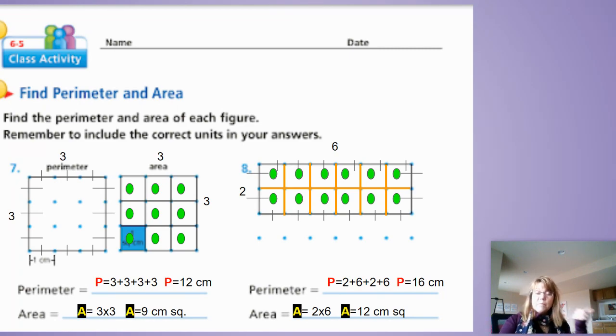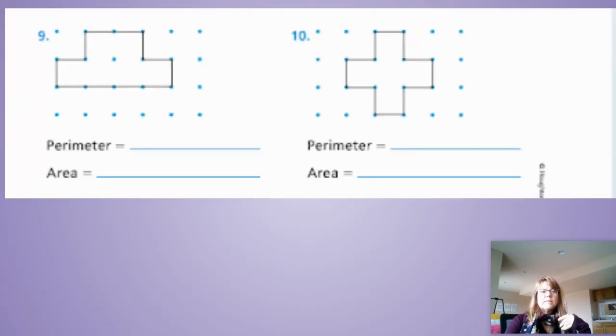Good job. If you made a mistake, pause it now and make corrections. If you didn't make a mistake, let's keep going. All right, same thing. Pause the video. I want you to try numbers 9 and 10, and then unpause me, and we'll try it together. Go ahead and hit pause.